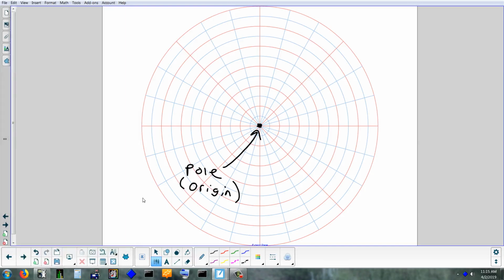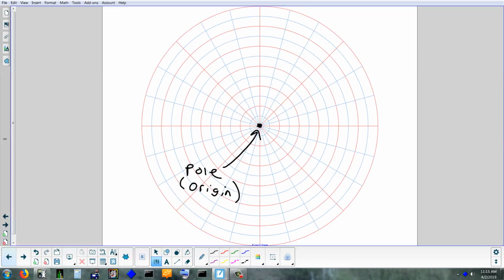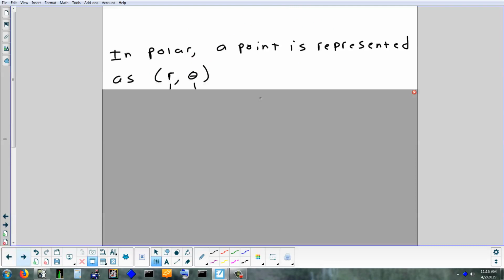All right, so what we used to call the origin, when you have a polar graphing system, it's called the pole. And you can still call it the origin, but it's really the pole. And when you graph a point in polar, it doesn't use x and y. Parametric uses x and y. Function uses x and y. Polar uses something different. A point in polar is r comma theta.